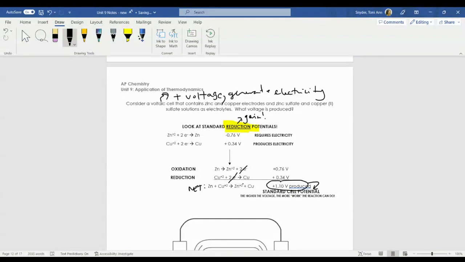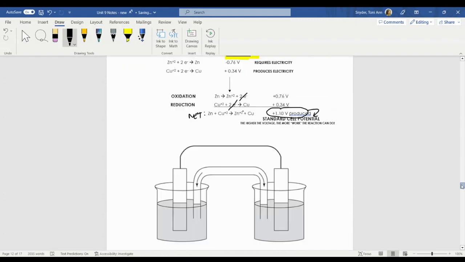And the higher the voltage, the more work the reaction can do, which makes sense. If I had 5 volts produced, 5 volts could power something a lot better than 1 volt can, okay? So makes sense. The higher the voltage, the more work the reaction can do. Let's look at this guy right here.